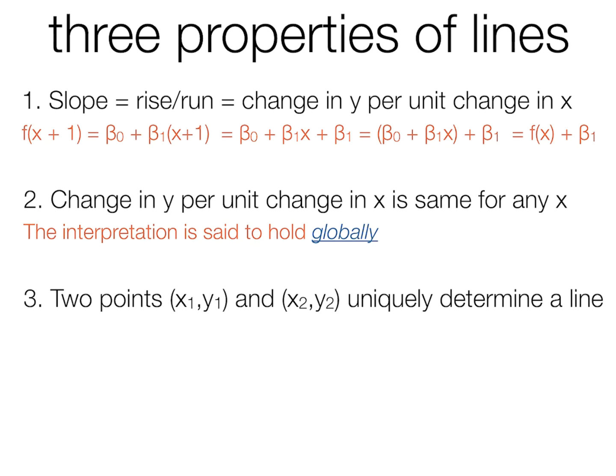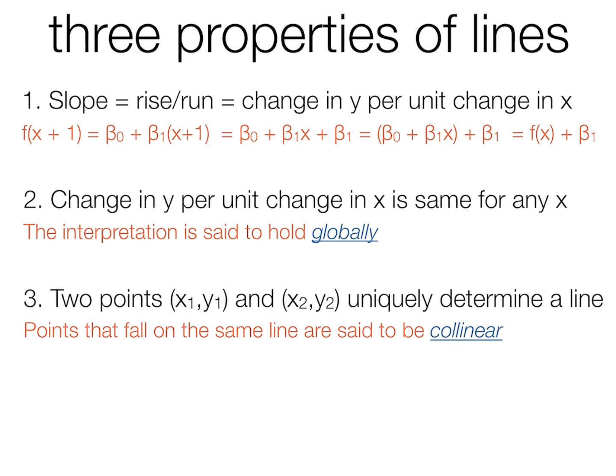Third, 2 points x1, y1, and x2, y2, meaning those are two different points in the xy plane, are going to uniquely determine a line. And that line is simply the line that goes through both of them. Points that all fall on the same line are said to be collinear with one another. In practice, of course, it's very, very rare to see points that are exactly collinear.